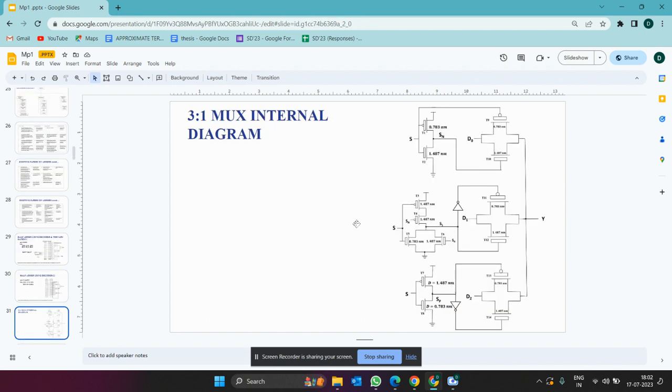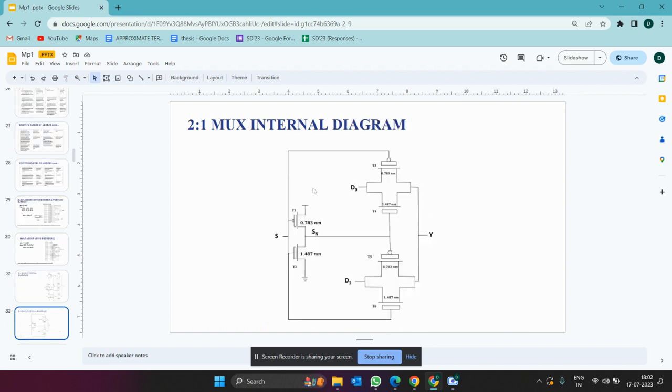This is our third design, that is using the 3 is to 1 mux. This is also another design, that is based on the 2 is to 1 mux.